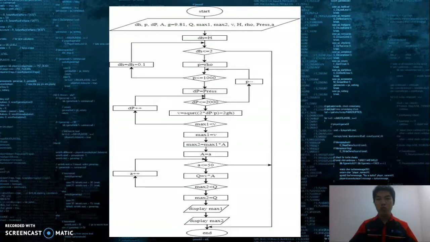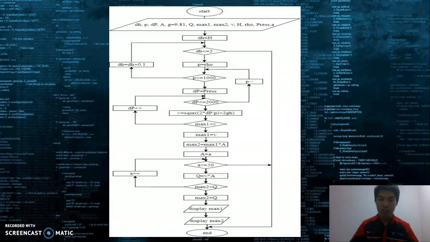The second function will be Q equals AV. That means the volume flow rate equals velocity times the cross-sectional area. As we know, max 1 is the velocity. So max 1 times A equals Q, max 2. Okay. So we have the limitation for area, which is a maximum of 50 millimeter. So A has a maximum limitation of 50. It cannot be more than 50. If not, they will end the procedure.